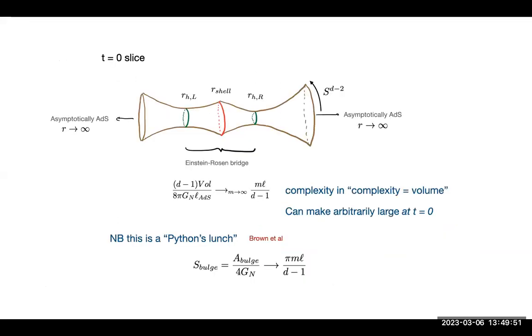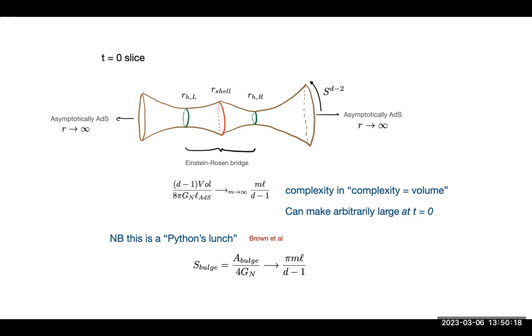Good. So let's just look at here. I'm just going to look at a slice at t equals 0. So here is the SD minus 2, and we'll go out this direction, are the two asymptotically AdS directions. I have a horizon. This is the location of the horizon from the point of view of the right, the horizon from the point of view of the left. And then I have a shell in between and an Einstein-Rosen bridge.